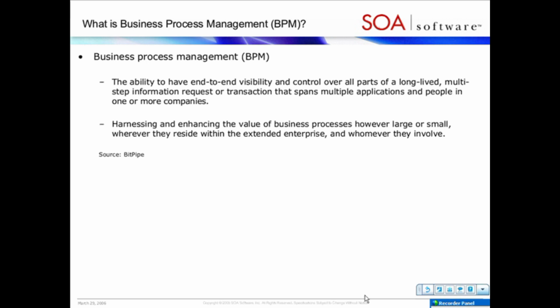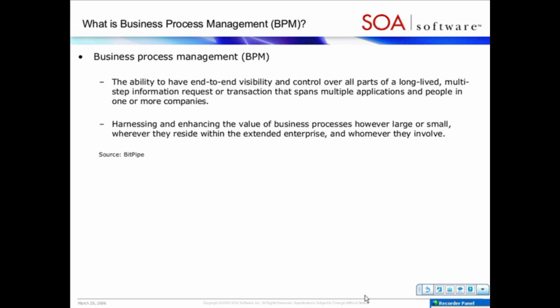BitPipe has a good definition of business process management, which is the ability to have end-to-end visibility and control over all parts of a long-lived multi-step information request or transaction that spans multiple applications and people in one or more companies. And it continues to say that means that a business process will harness and enhance the value of business processes, however large or small, wherever they reside within the extended enterprise and whomever they involve.